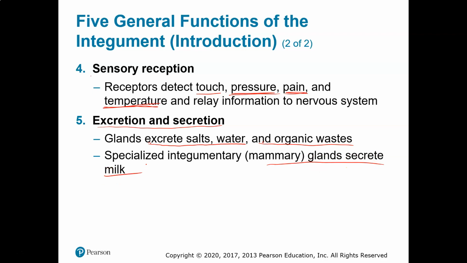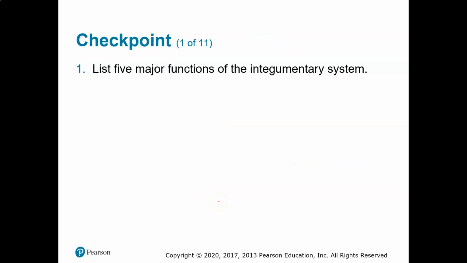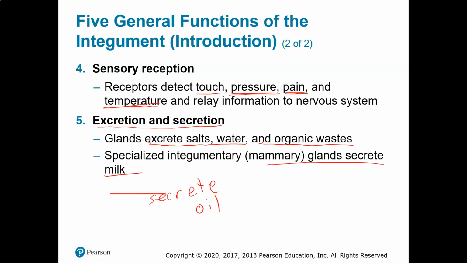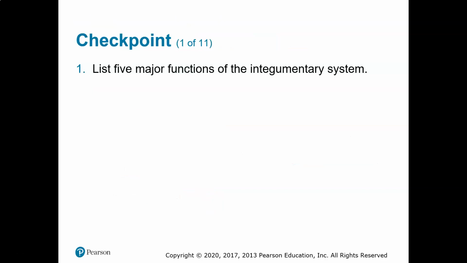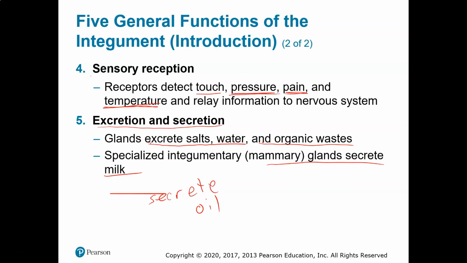The oil glands, called sebaceous glands, secrete oil or sebum. The sebaceous glands secrete oil because it's a product that's secreted. Excrete means to get rid of the waste, and then secrete means that it's being produced and released for a purpose. It's not just waste that we're getting rid of.